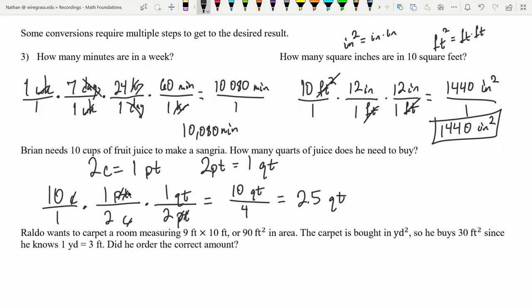Now you can also just look at these 2 conversions and say, well, if there's 2 cups to 1 pint, and there's 2 pints to 1 quart, that means it's going to be 2 times 2. It's going to be 4 cups to 1 quart. And this is a direct conversion between cups and quarts. If you see that, that's great. You can use that direct conversion to just do one step in the unit conversion. But if you don't see that, you can always just string together unit conversions like this, and that will get you to the desired unit.